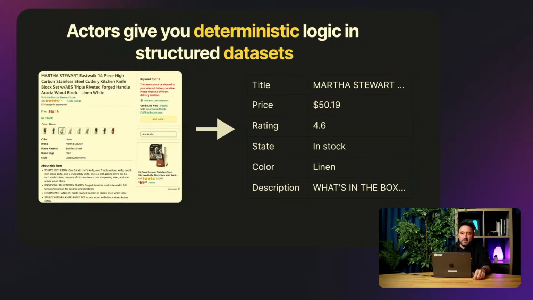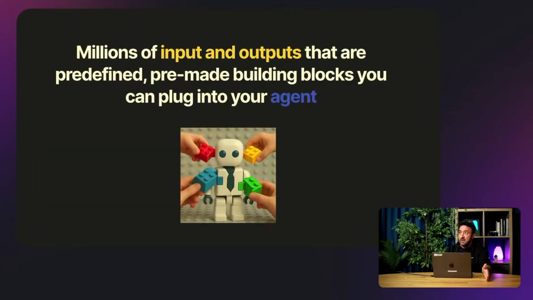And more importantly, I think with Apify, we give you the kind of deterministic logic that you need in structured datasets. If anybody's rolled out agents, you know that many times when you're trying to do a task, it's very probabilistic. But with Apify, you really get established agents. So for example, for Amazon, you can extract into established datasets things like the title, the price, rating, etc. And what that really means is that you have millions of inputs and outputs that are predefined and tested. These are building blocks that you can plug into your agent easily.